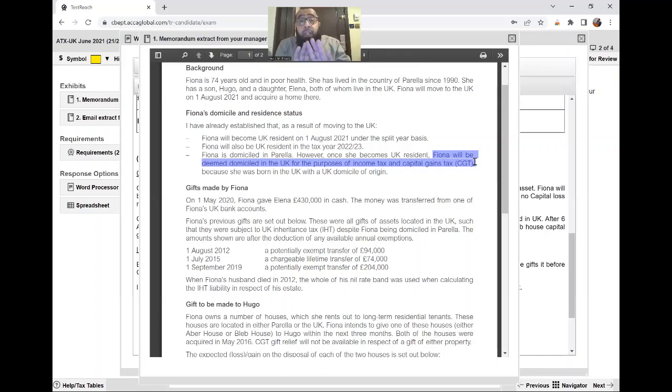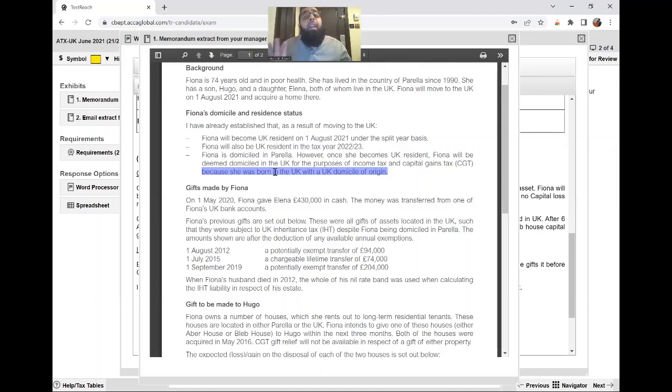See, Fiona does not have actual domicile because her actual domicile is of Kerala. So we need to look at deemed domicile. For deemed domicile, for a person who was born in UK, we need to be resident for at least 2 years.